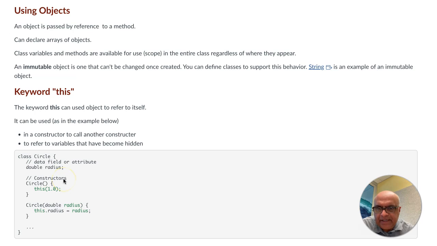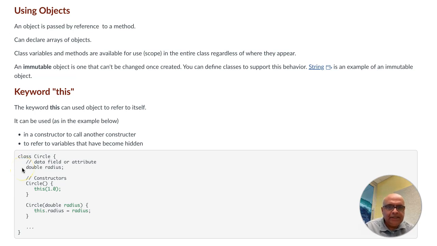Another use case might be that because of how you are using parameters, sometimes your member variables get hidden. So here I have a member variable called radius, but in this constructor I have an argument called radius. Now within the scope of this method, radius is already being used as the name of the argument. So how do I refer now to my member variable that is radius? You can do that by saying this.radius to explicitly refer to the member variable.